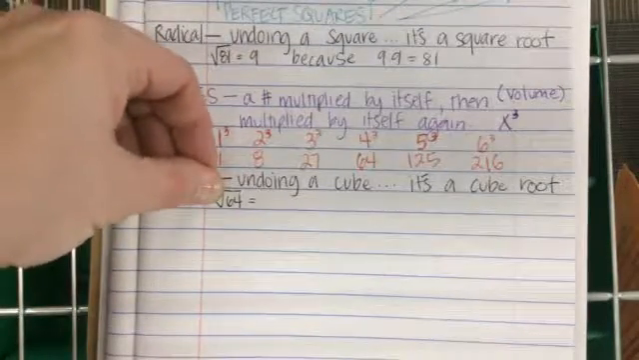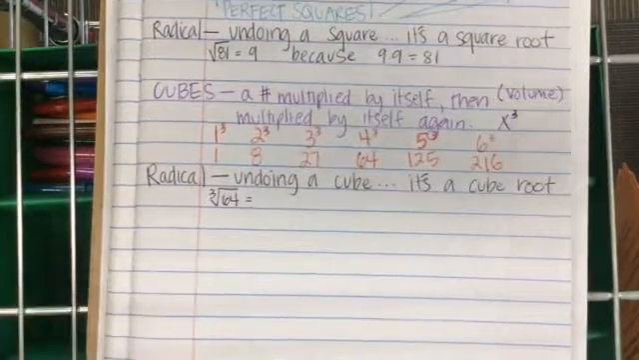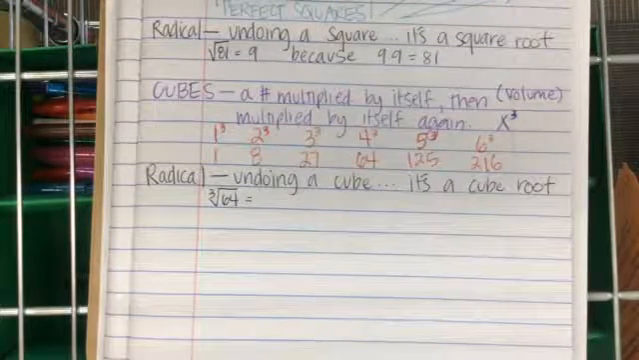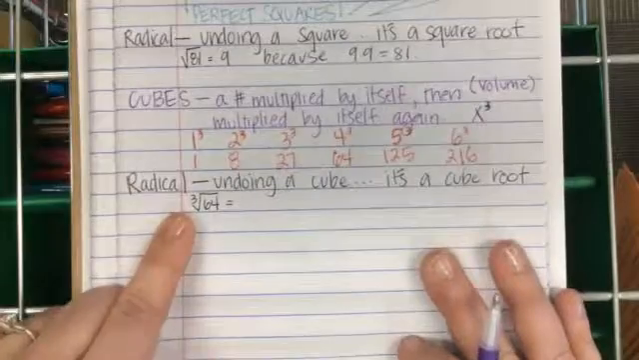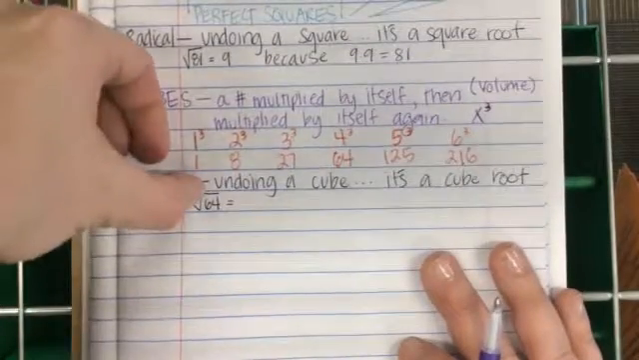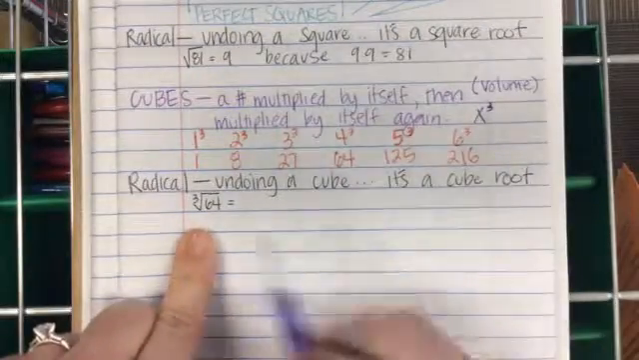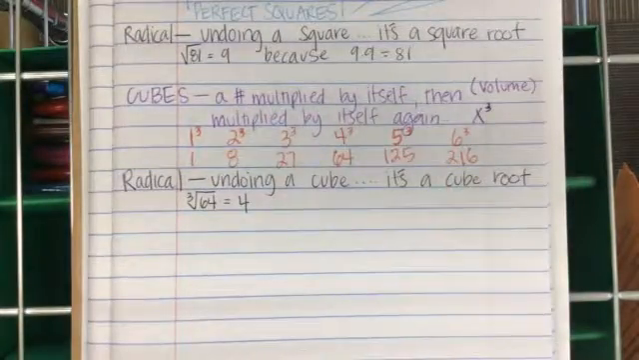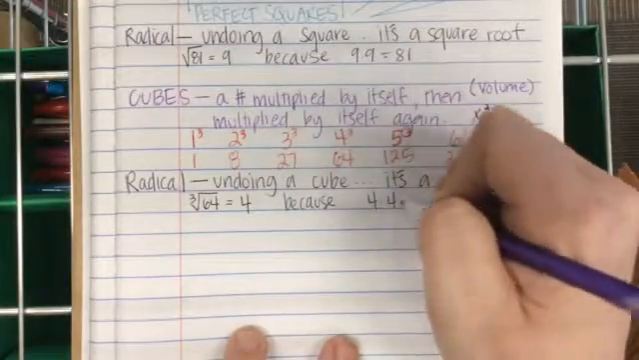What times what equals 64? 8. But since there's a cube in front of it, it tells me what times what times what. I want 3 numbers, right? I want to do it 3 times. This is a cube root. It's not a square root. That's a square root. This is a cube root. The cube root of 64 is 4. Why is it 4? Because 4 times 4 times 4 equals 64.